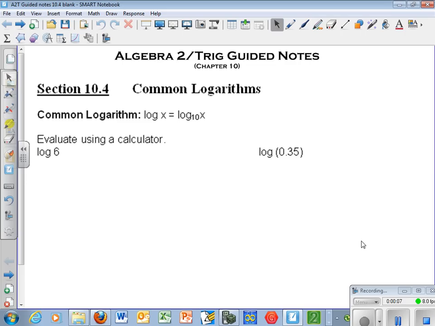10.4 here, we're going to look at common logarithms. Basically, a common logarithm is when the base is 10. So when you see the log of x and there's no base written right down here, that's understood to be the log base 10 of that, in this case x. It's kind of like when we have x and we say what's the power on it, it's understood to be a 1.